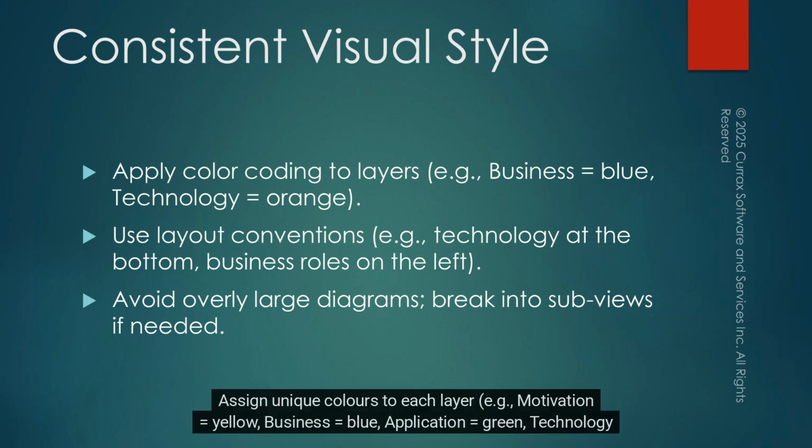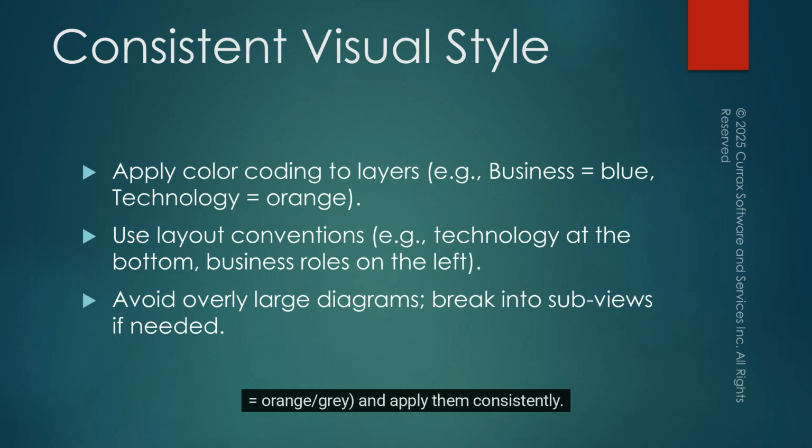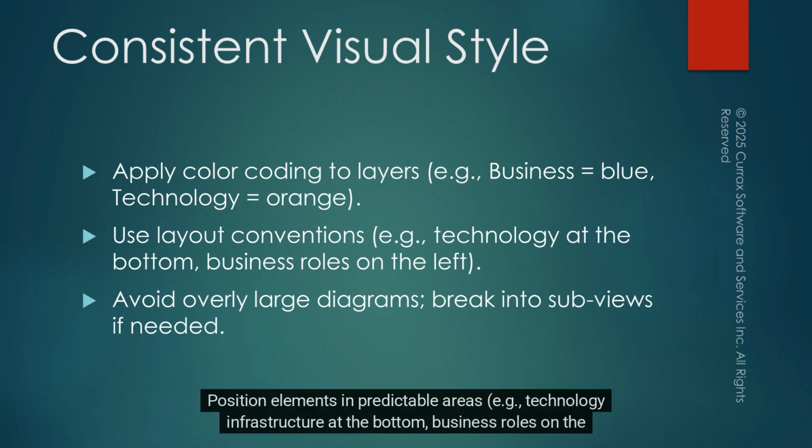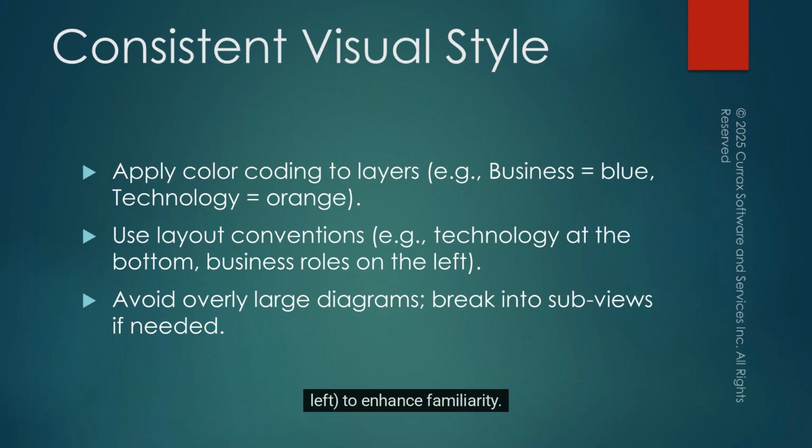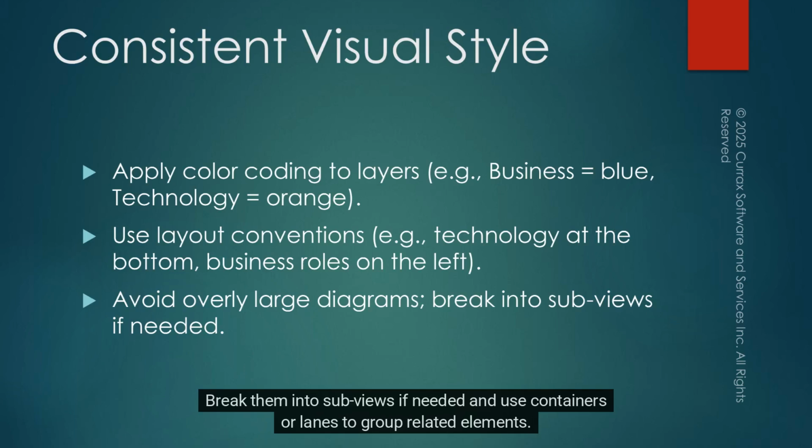Color coding. Assign unique colors to each layer. For example, motivation equals yellow, business equals blue, application equals green, technology equals orange-gray, and apply them consistently. Layout conventions. Position elements in predictable areas, for example, technology infrastructure at the bottom, business roles on the left, to enhance familiarity. Diagram size and readability. Avoid overly large or complex diagrams. Break them into subviews if needed and use containers or lanes to group related elements.